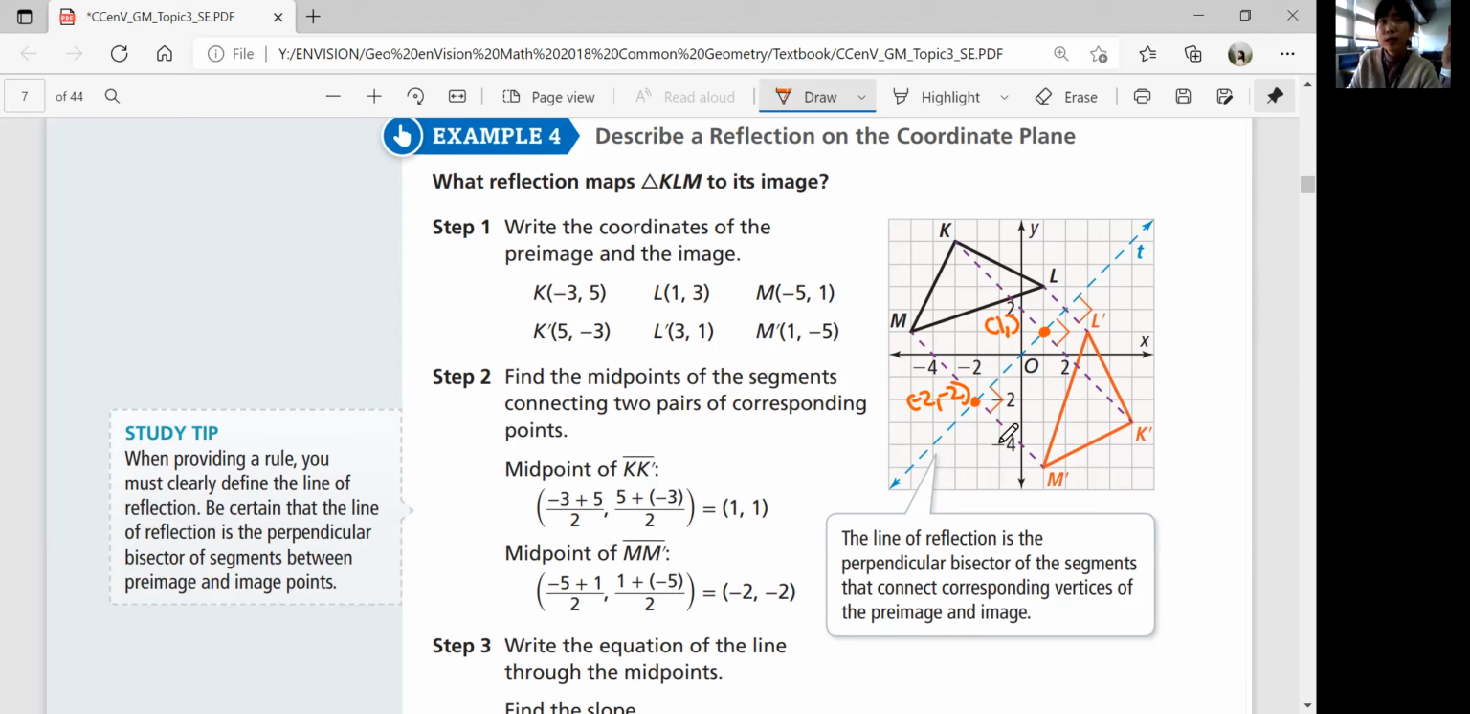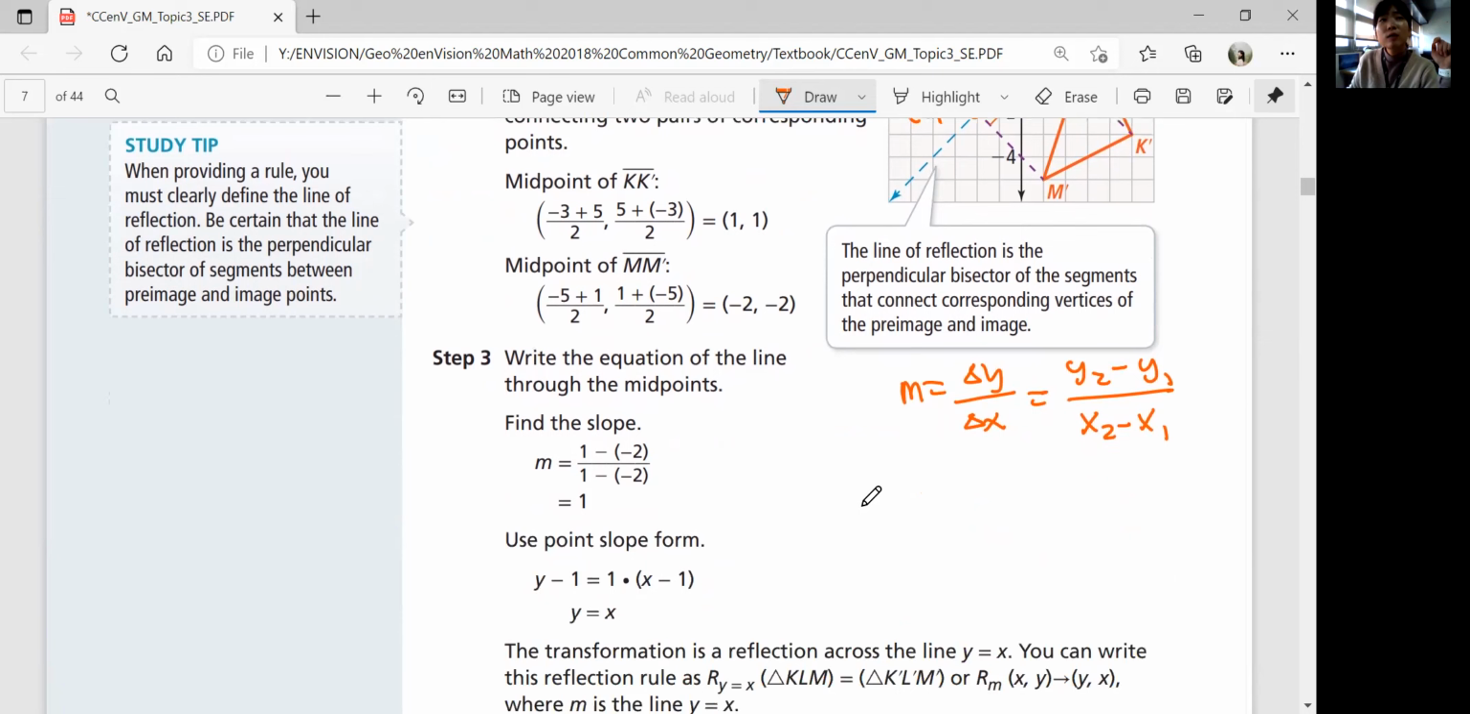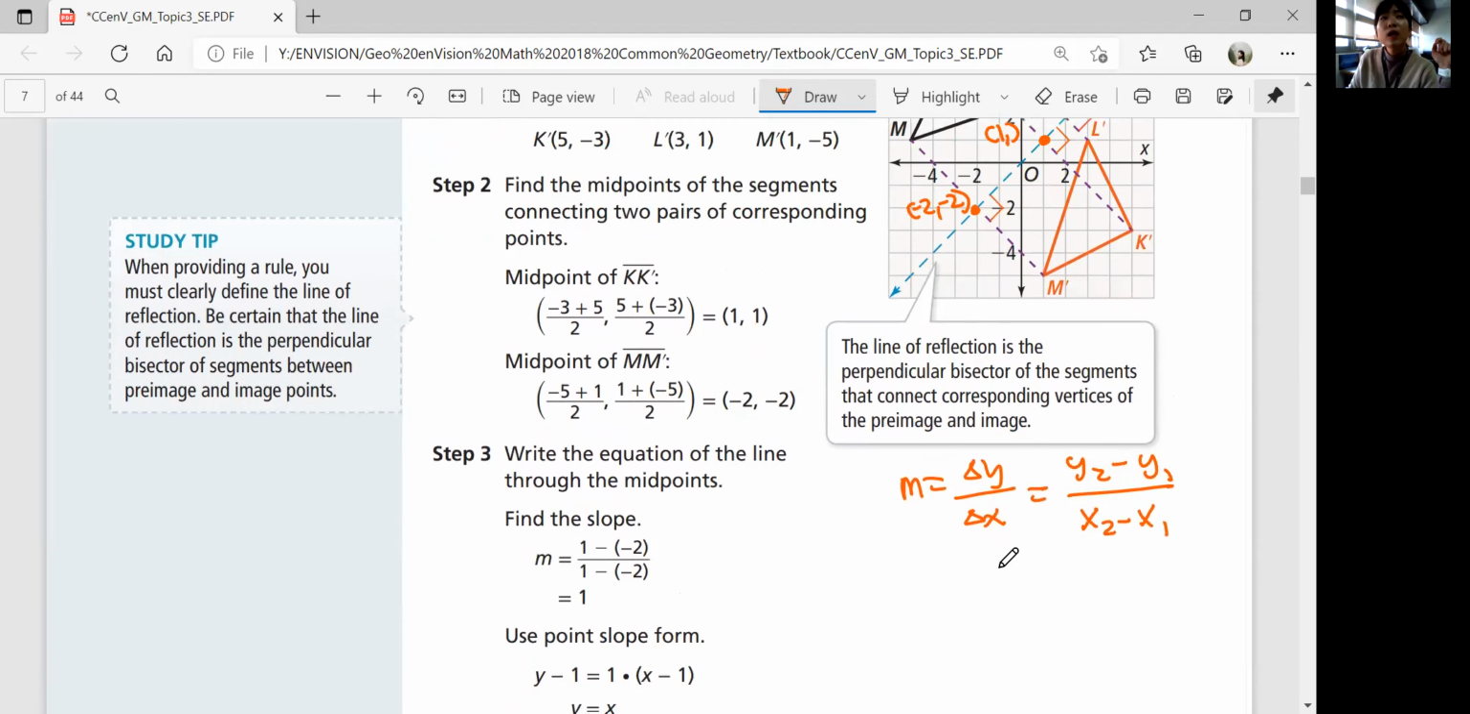Do you know how to write the equation of the line using two points? Using two points, first you figure out the slope. Your slope equation, change in y over change in x, so y sub 2 minus y sub 1 over x sub 2 minus x sub 1. Plugging in that, you should get slope is 1. Then you can use point slope form or slope intercept form, whatever you please. But if you have a point already, it's easier to write an equation using point slope form.